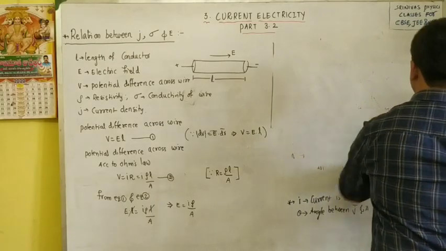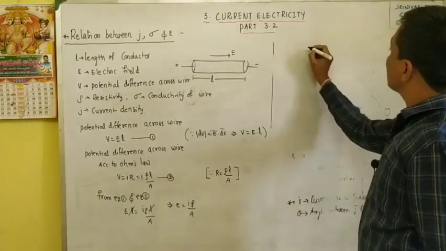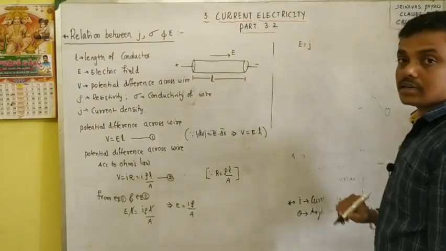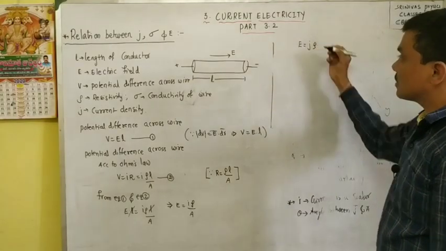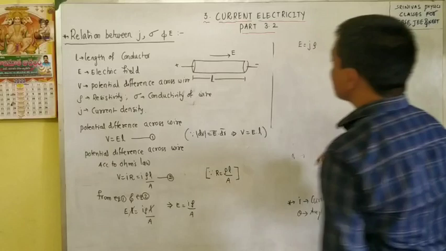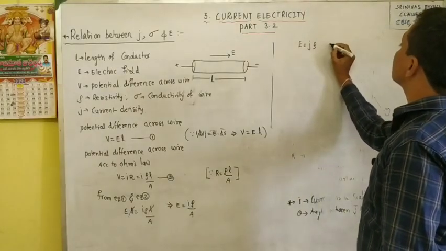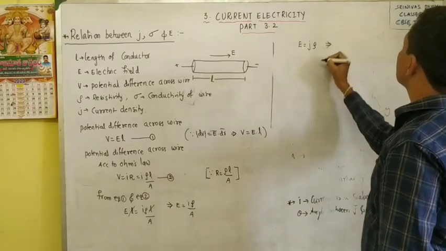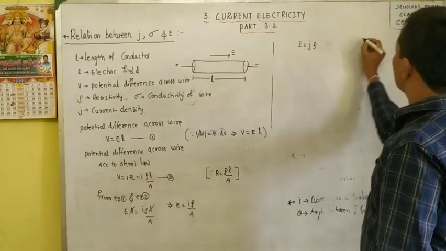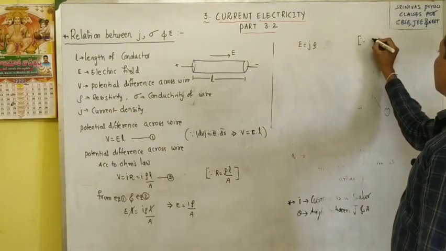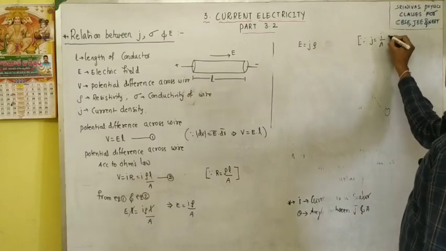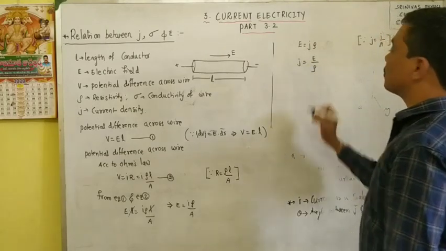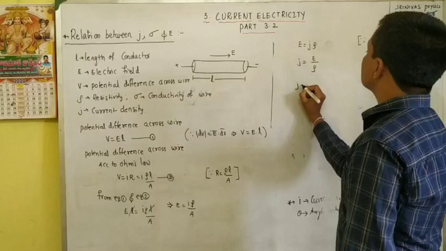Then we write E is equal to I by A, current by area is current density, so J into rho. E is equal to J rho. Or we can also write J from this. The current density J is equal to E by rho. J is equal to E by rho.